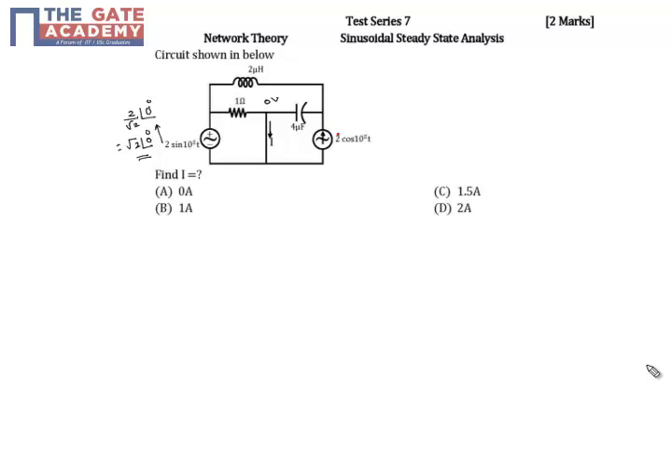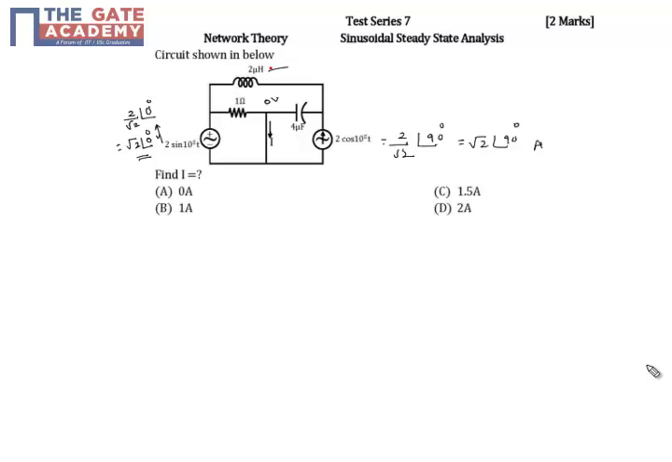Similarly, I will convert this also into phasor notation. This is equal to its RMS value, 2 by root 2. Since it is a cos, it is at an angle of 90 degrees. So this is root 2 at an angle of 90 degrees. This is in amperes and this is in volts. Similarly, I will calculate the impedance of the inductance and the capacitance.